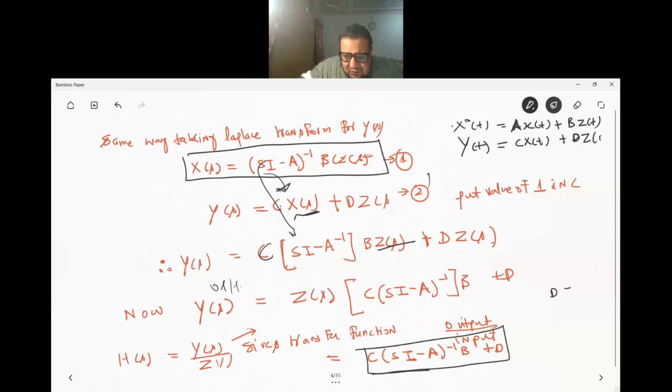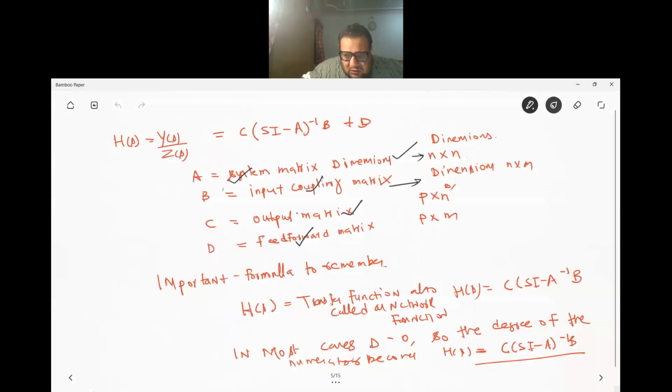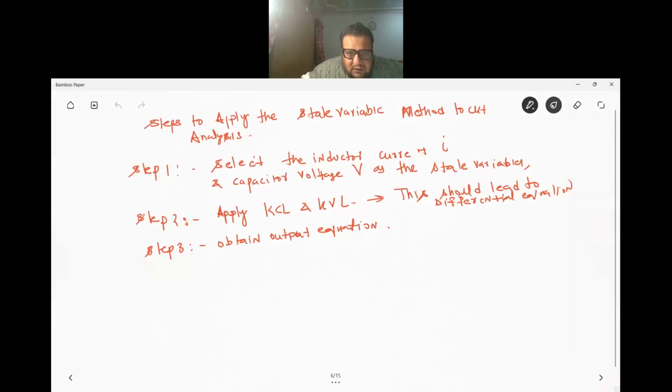In most of the cases, D is equal to 0, right? But we will see in GATE they are giving the D value also. We have to incorporate that D value while solving the GATE problem. So now let's go directly to the GATE problem and see how we solve it. If we want to understand it in a better way, with networks also they ask.